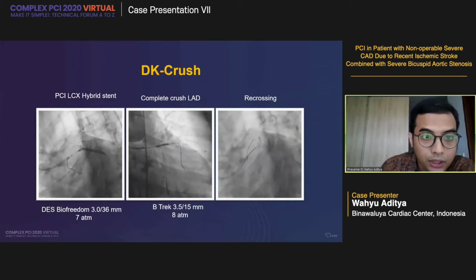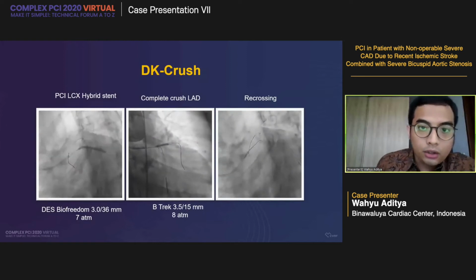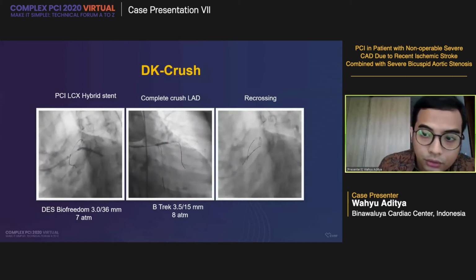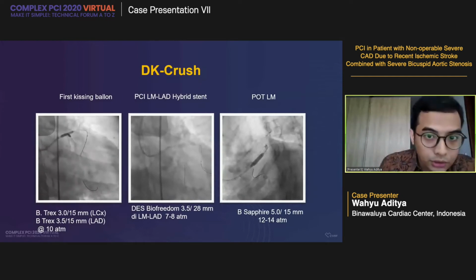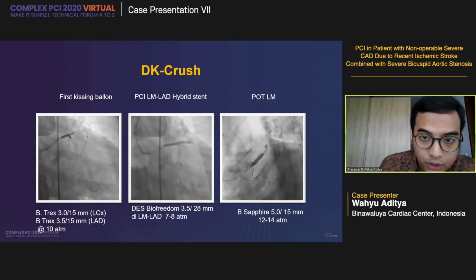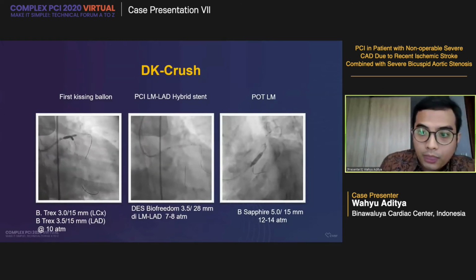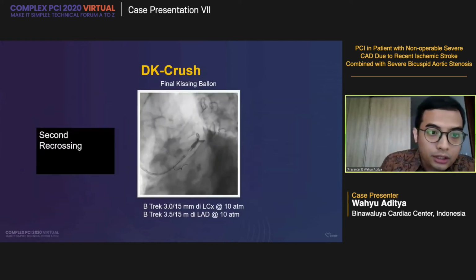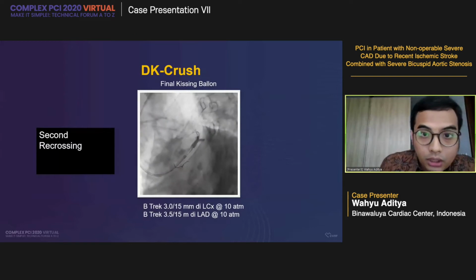First, we PCI the LCX with a 3.0 stent, and then we complete the crossing in the LAD, with first recrossing to the distal strut, and then we do the first kissing balloon. After that we PCI left main to LAD with a hybrid stent, and then we did POT in the left main with a Sapphire balloon 5.0/15 millimeters, and then we did a second recrossing, and then we did the final kissing balloon.